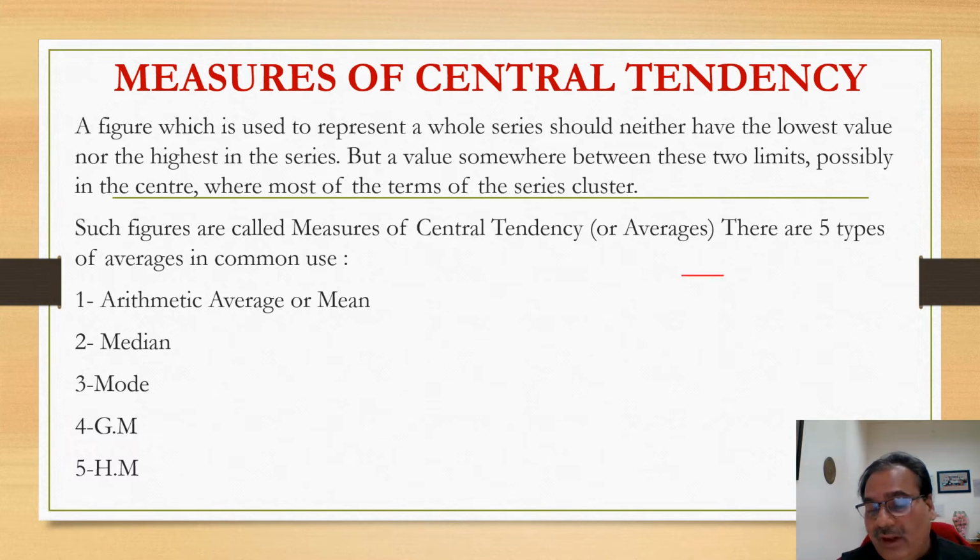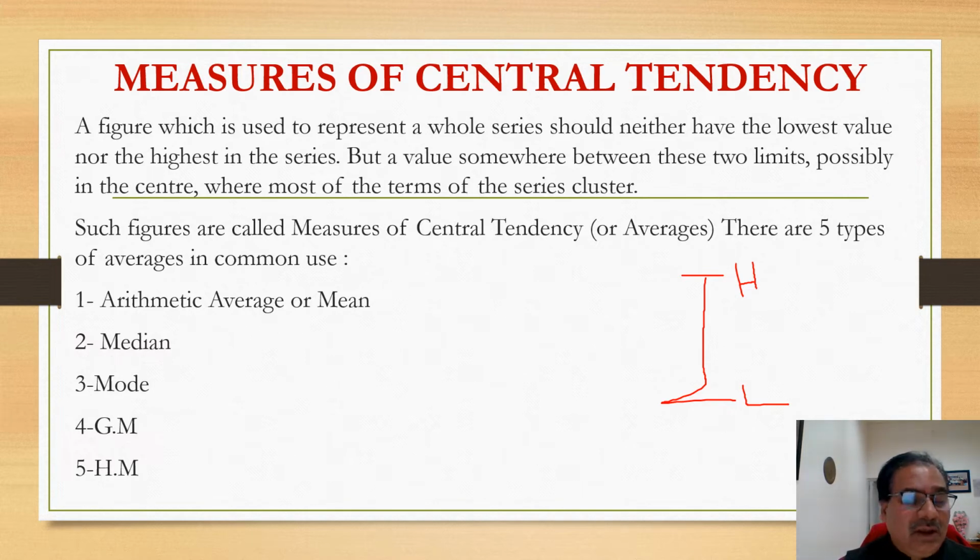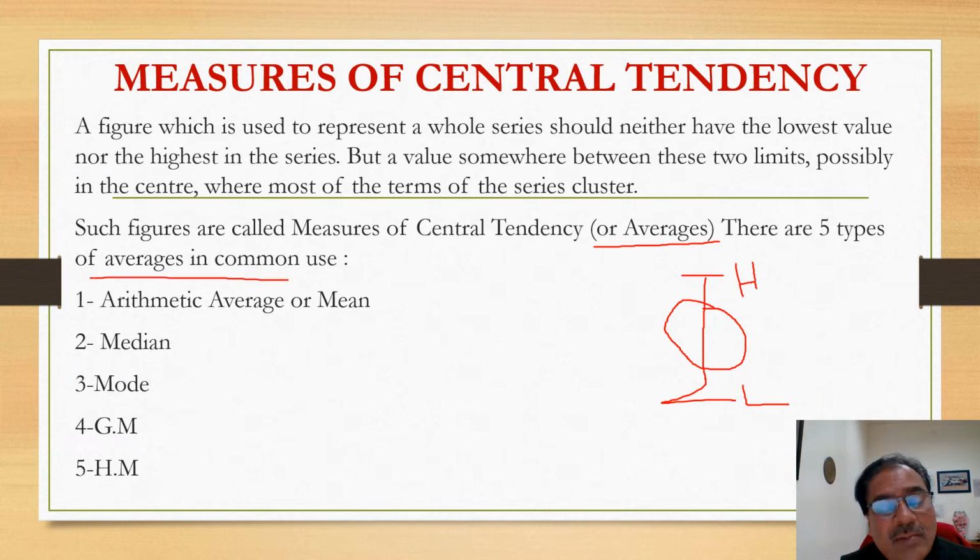If this is the peak, in between highest and lowest, lowest and highest. So in between these two limits, possibly in the center where most of the terms of the series cluster. Such figures are called measures of central tendency, or averages. There are 5 types of averages in common use.